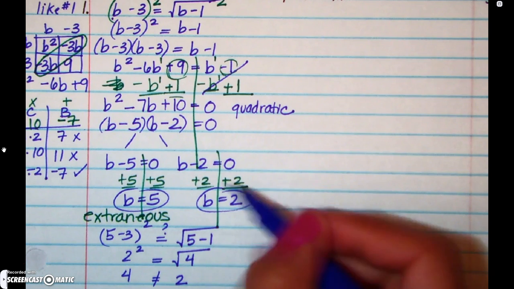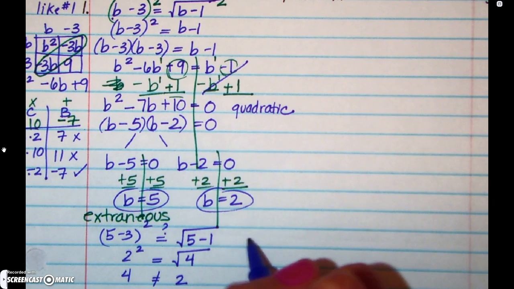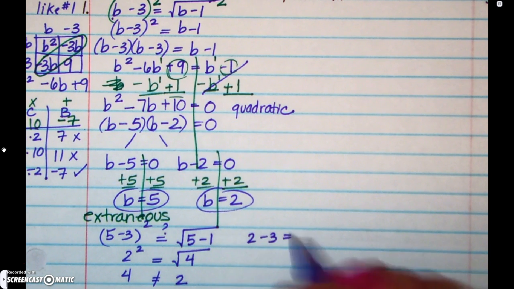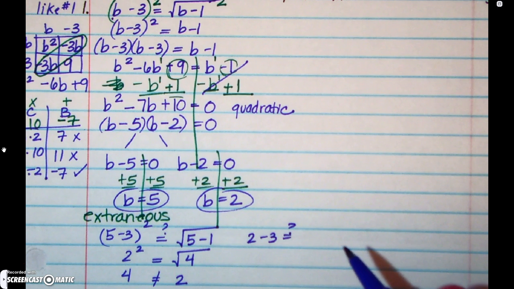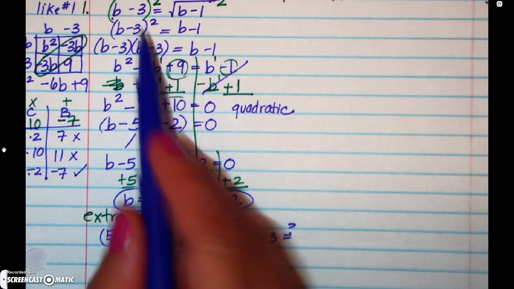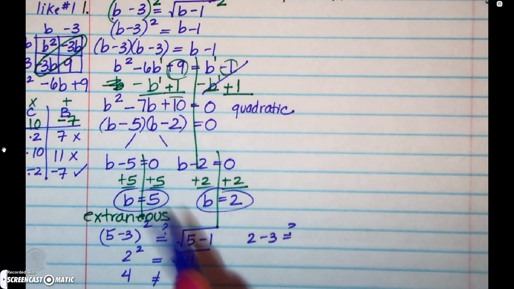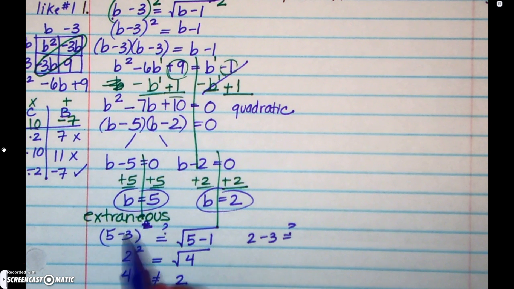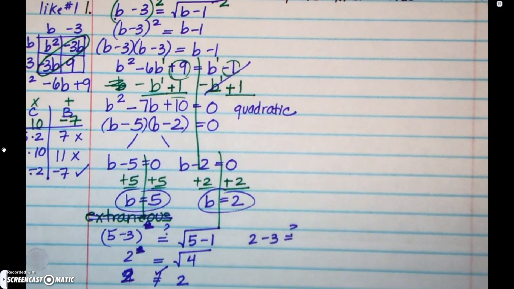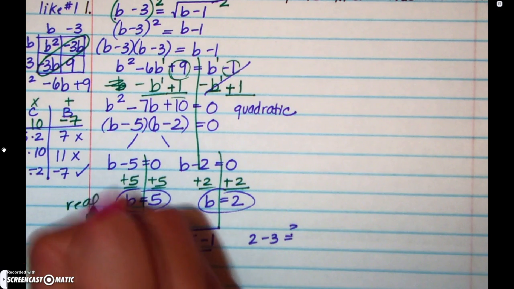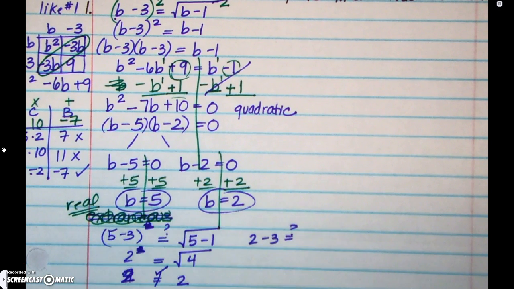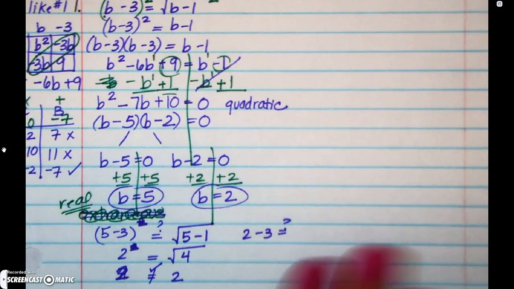On the other side, if I let 2 be equal to b, I have 2 minus 3 is equal to question mark. You know what I did wrong? I included the squared, and I shouldn't have. So what's 5 minus 3? 2. Is 2 equal to 2? Yes. So this is actually real and not extraneous, because both sides ended up equaling each other.